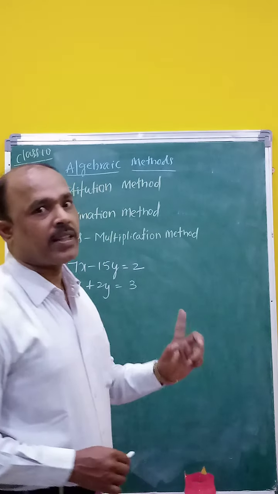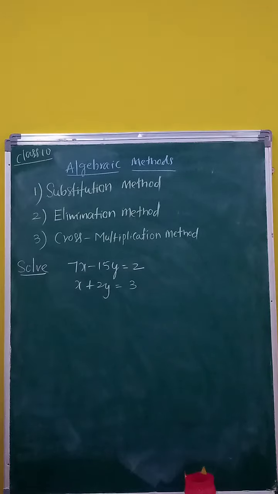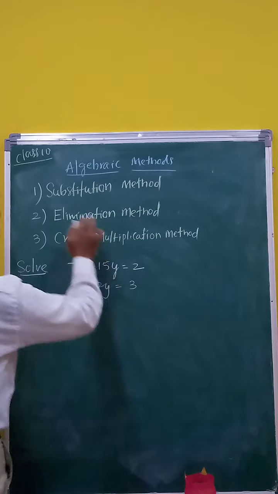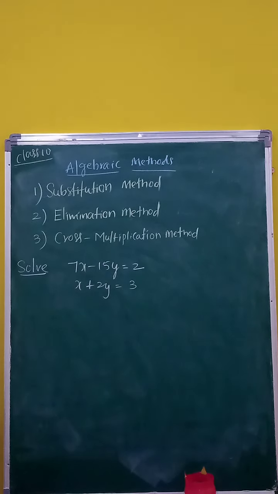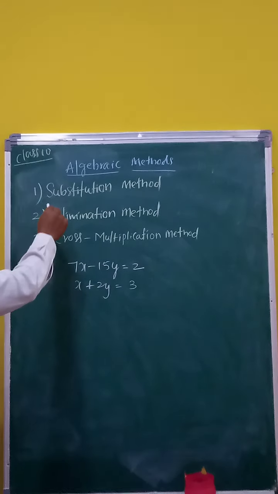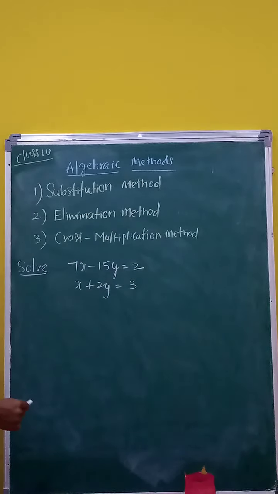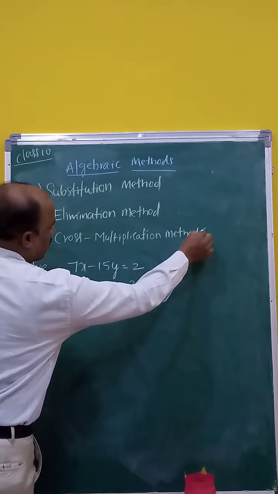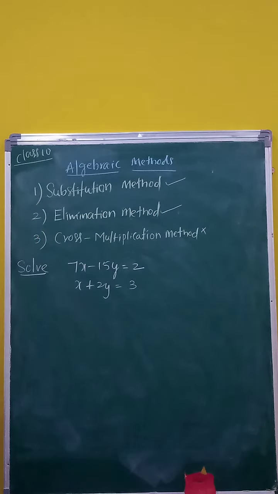Students, graphical method completed. Now we'll go for the algebraic methods. Algebraic methods we have totally three. First one is substitution method, second one elimination method, and third one cross multiplication method. As per the new syllabus, we don't have the cross multiplication method now. We have to study substitution method and elimination method.